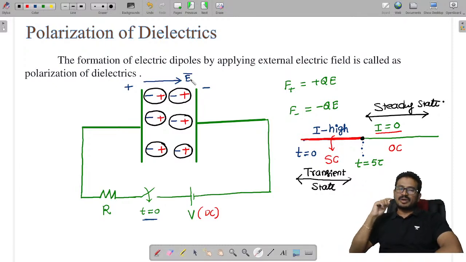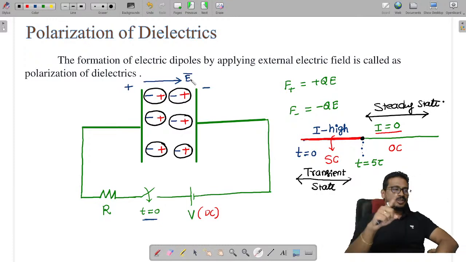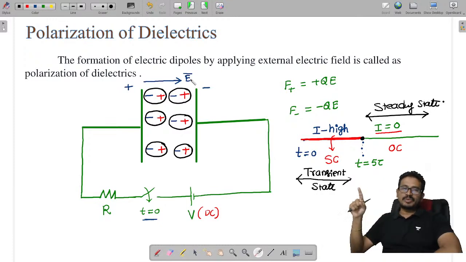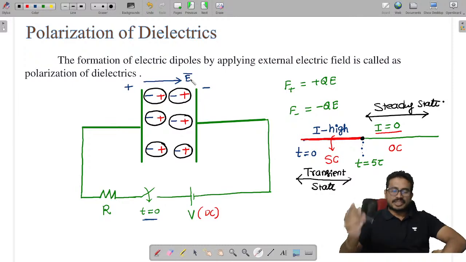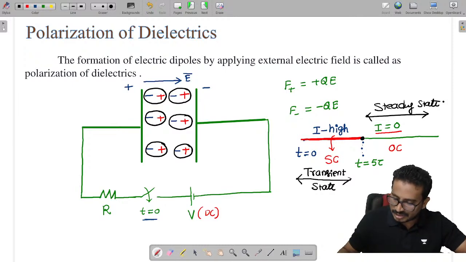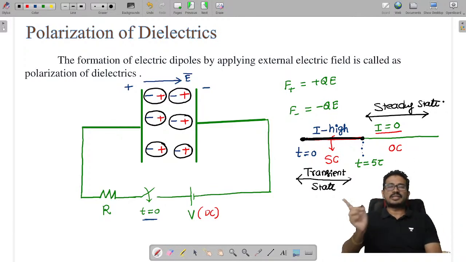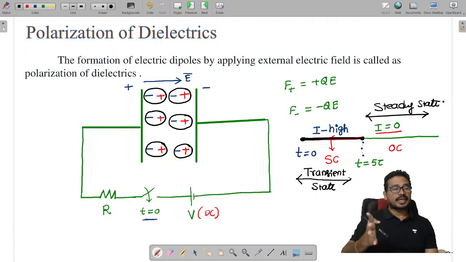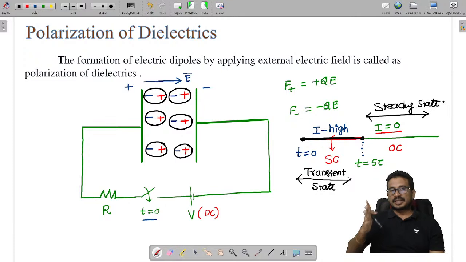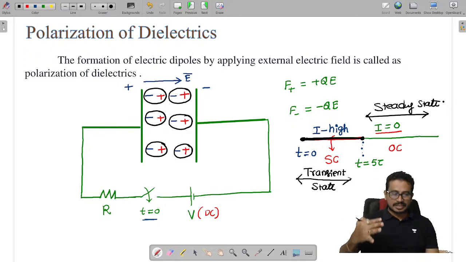That's the reason we discussed what happened at t equal to 0 minus and t equal to 0 plus. T equal to 0 plus means immediately after the start, that is, during the process of dipole formation. In the process, a huge amount of charge flows from one side to the other, which means a huge current. That state we treat as the transient state.